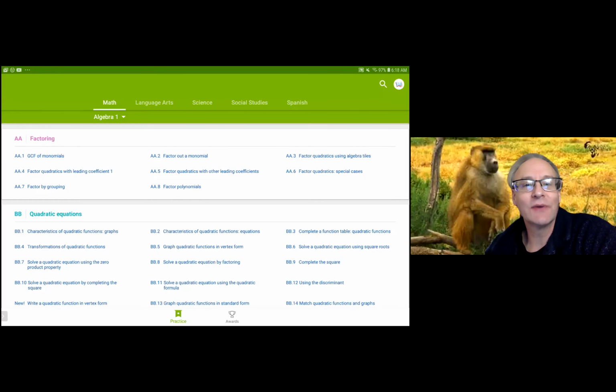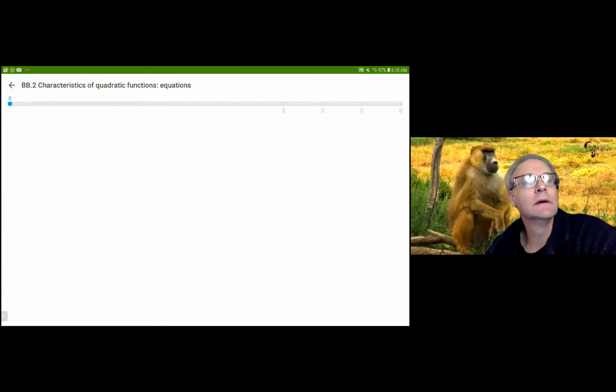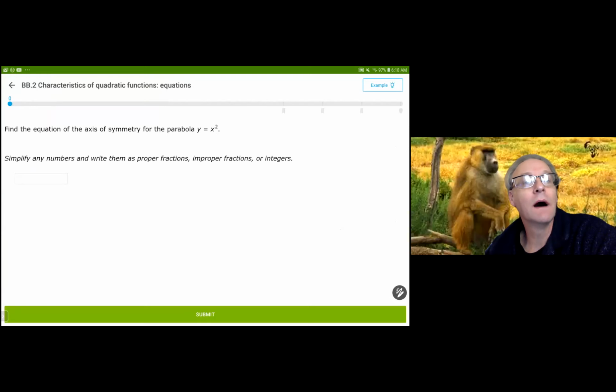We're doing quadratics, and this time we're looking at characteristics of quadratic functions, which is BB.2. I assume they're going to ask us about some vocabulary. Let's take a look. Find the equation of the axis of symmetry for the parabola y equals x squared.